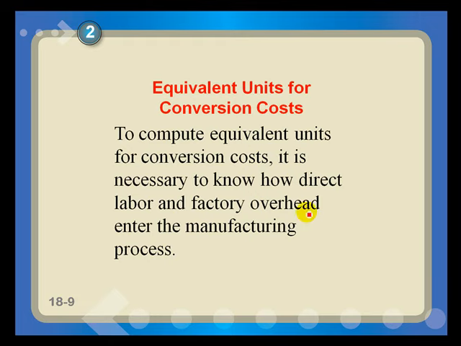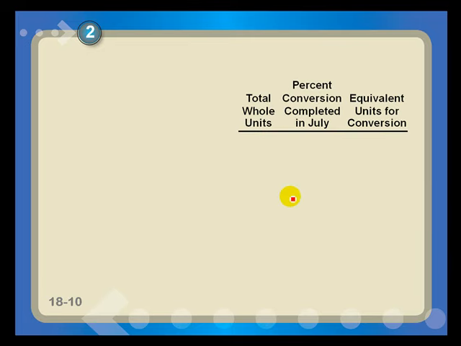Okay, equivalent units for conversion costs. To compute equivalent units for conversion costs, it's necessary to know how direct labor and factory overhead enter the manufacturing products. Okay, so we are now going to deal with these conversion costs. And for what we're going to do, that means we're going to deal with percentages. Okay, let's take a look.